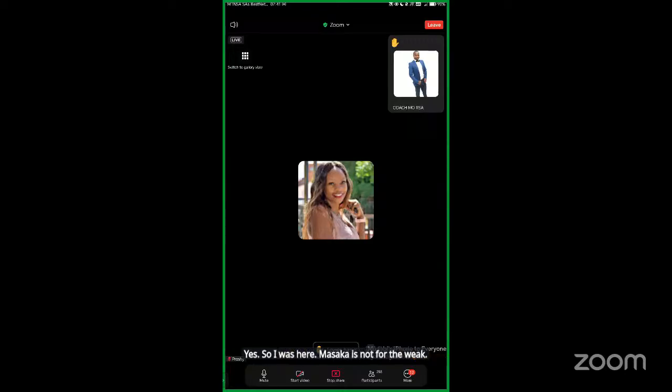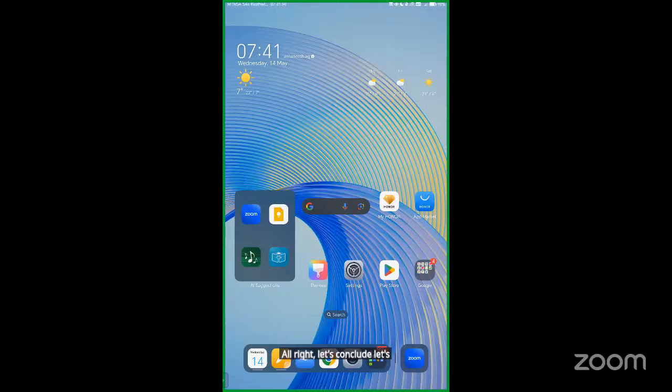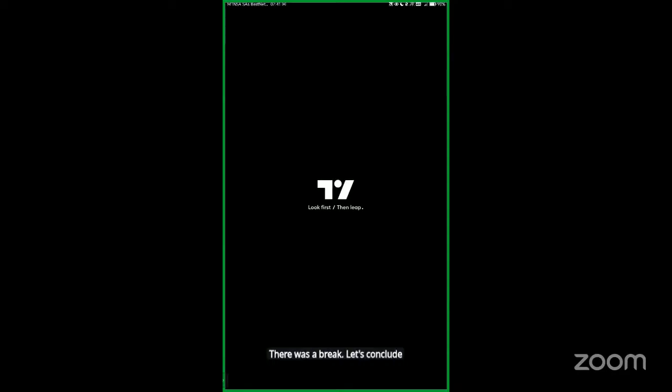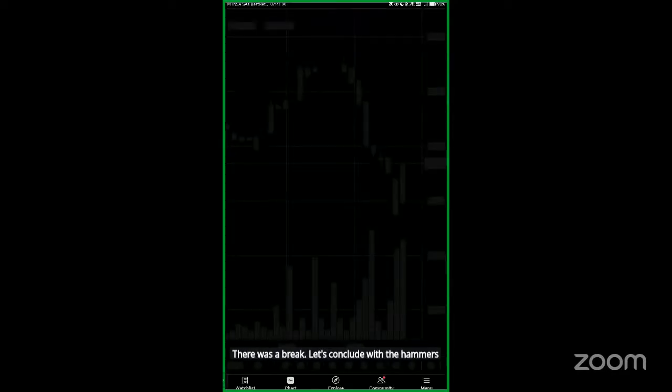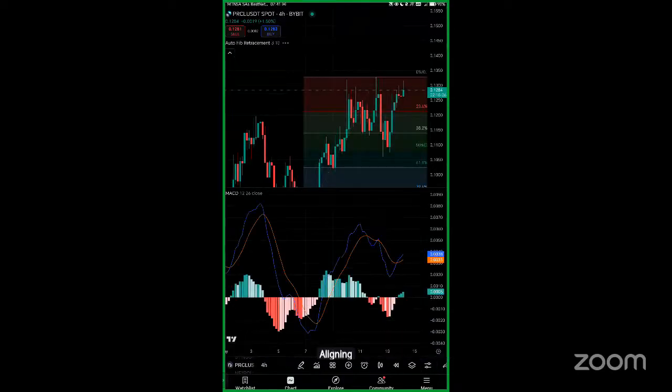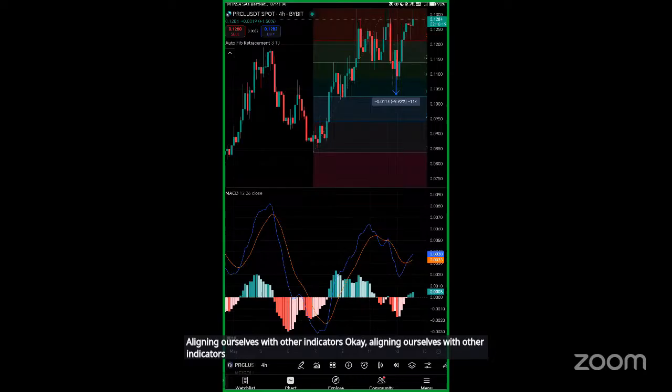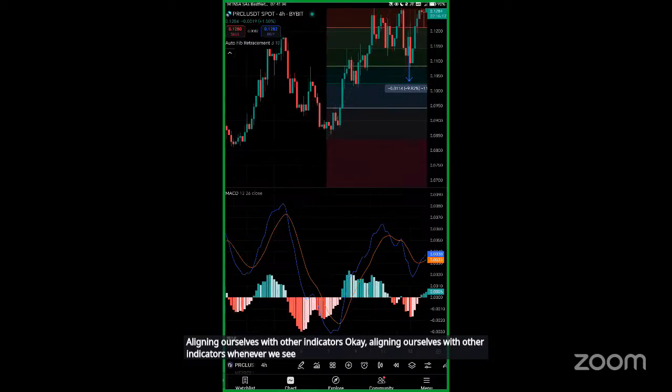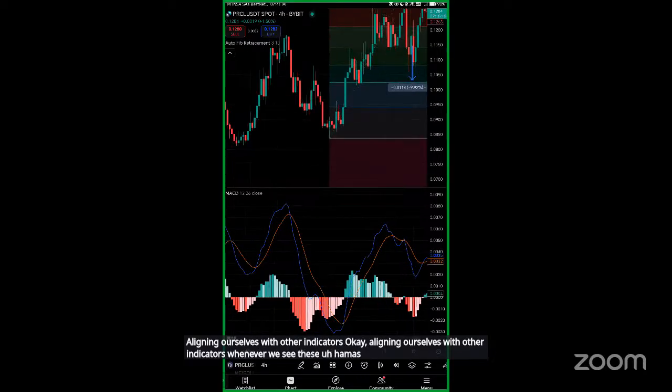All right, let's conclude, guys. That was a break. Let's conclude with the hammers. How do they help us make a very good entry in the market? Aligning ourselves with other indicators whenever we see these hammers appearing in the market.